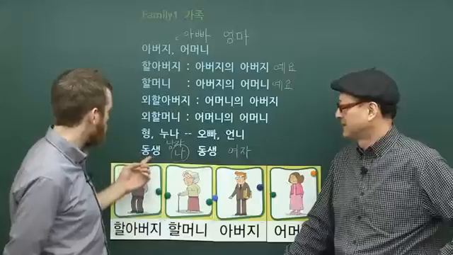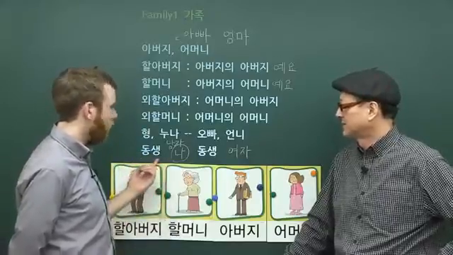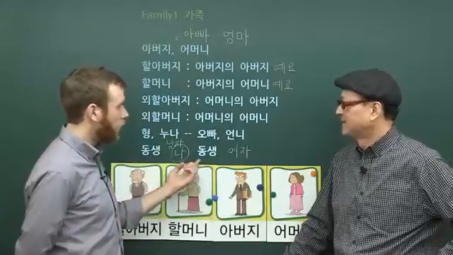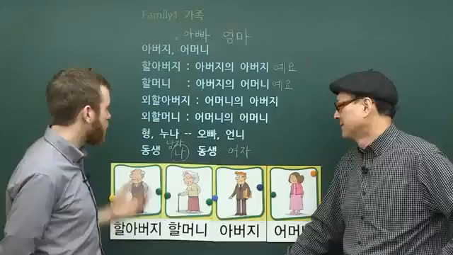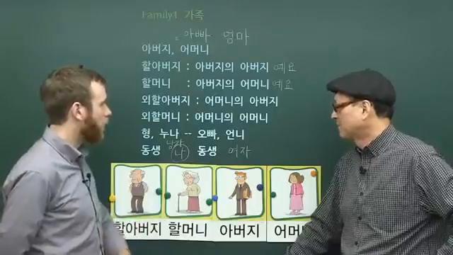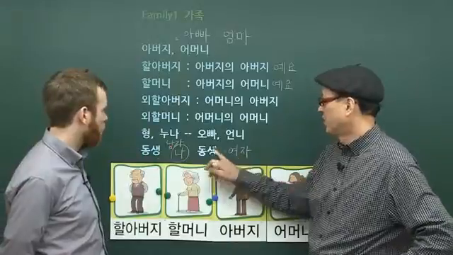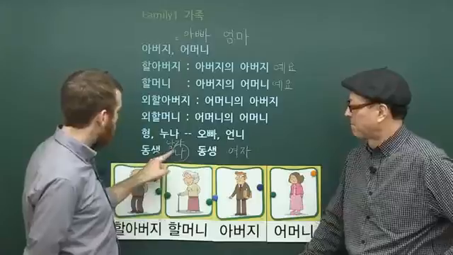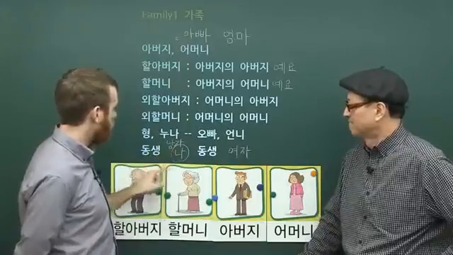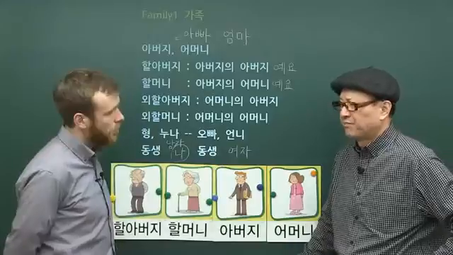So what would I say for someone who's younger? 동생. So if I'm a man, I say 동생. If I'm a woman, I say 동생. Now how about, Robert, if I want to specify that it's my younger sister or younger brother? 남동생, 여동생. So my younger brother would be 남, as in 남자. 남동생. My younger sister, 여동생.